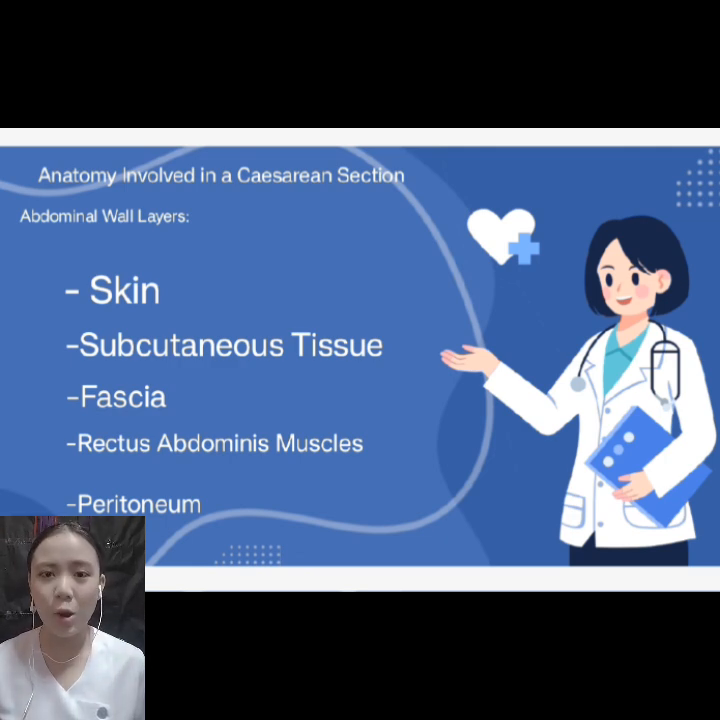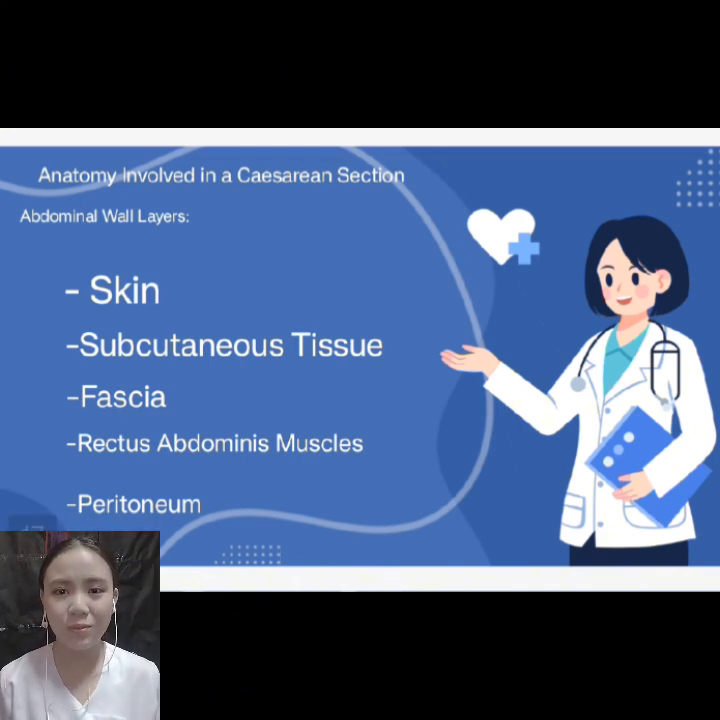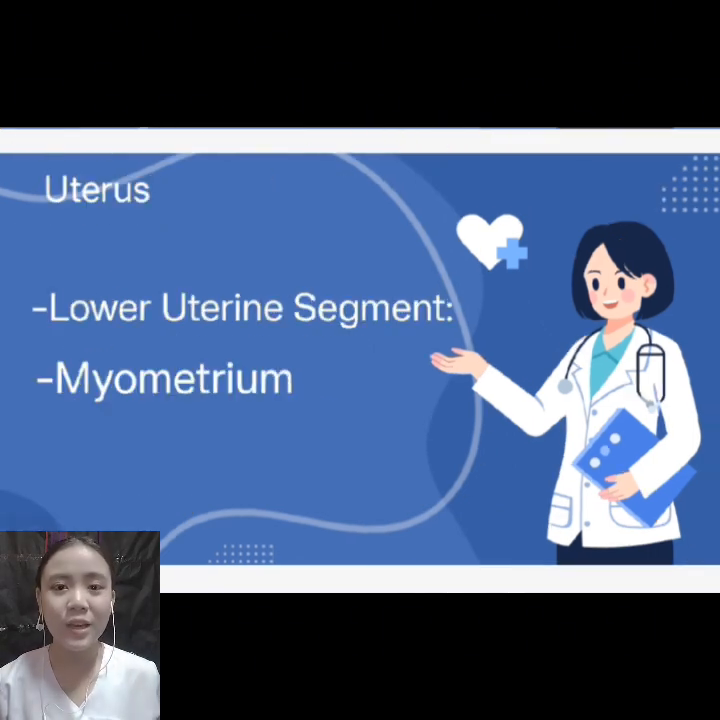The rectus abdominis muscles are carefully separated to avoid unnecessary cutting. Finally, the peritoneum, a thin membrane, is incised to expose the uterus. Number 2. Uterus. The incision is made in the lower uterine segment, which is thinner and less vascular, reducing the risk of bleeding. The myometrium, the muscular layer, helps with contractions during labor and postpartum, preventing hemorrhage.